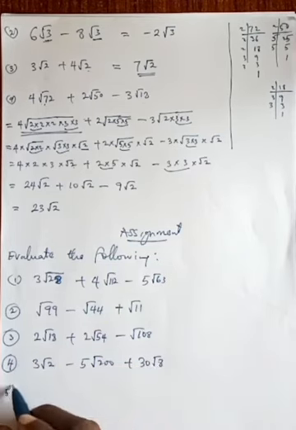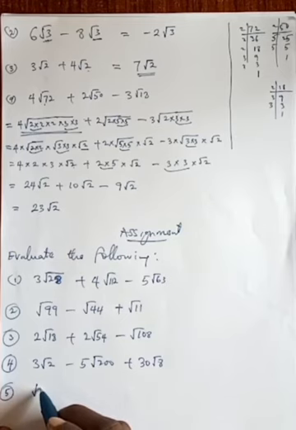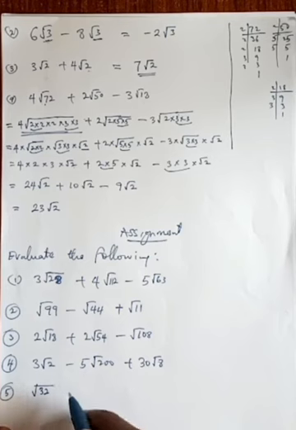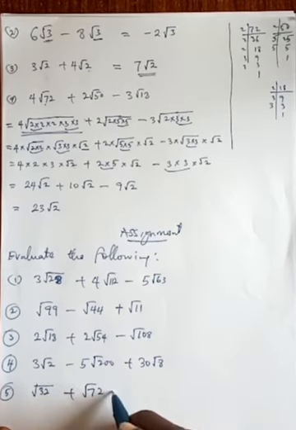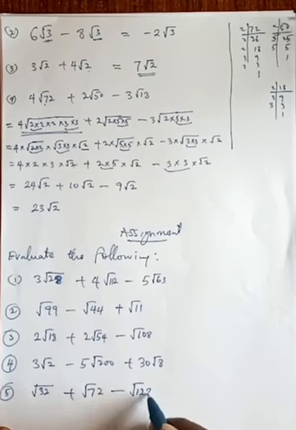And finally is number 5. That is root 40, that is root 32, plus root 72 minus root 128.